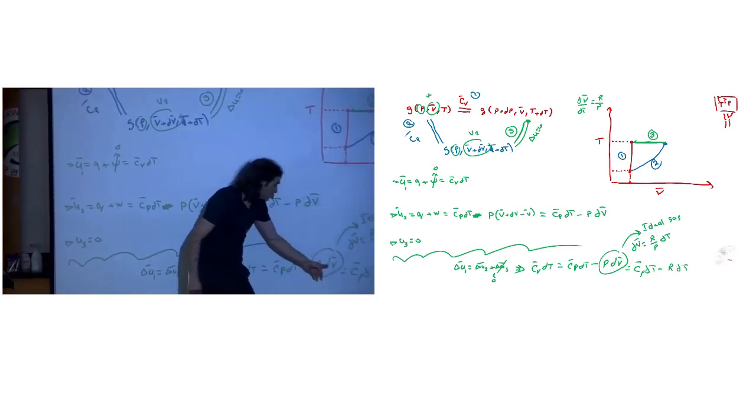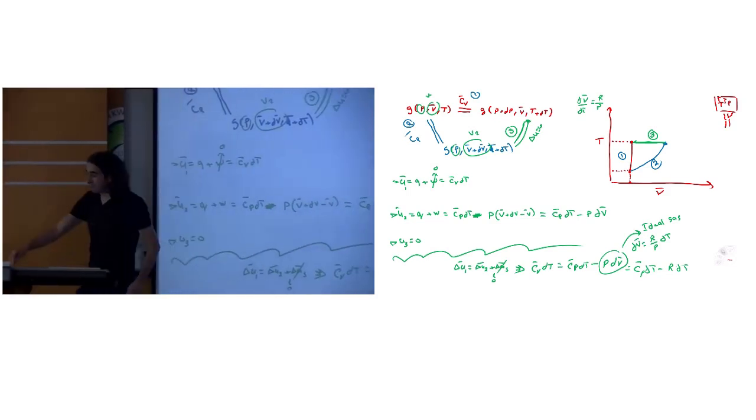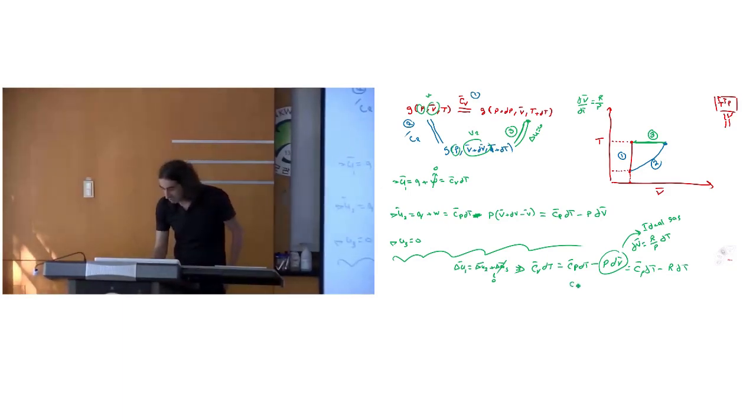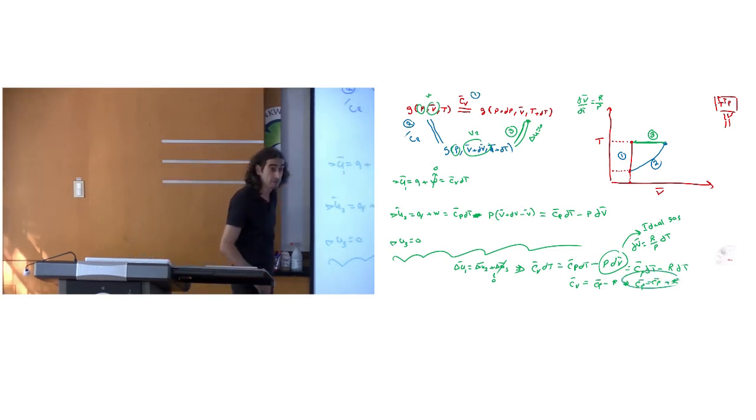Now the dT cancel each other, and finally we have CV equal to CP minus R. Then CP is CV plus R, and that's all. Clear?